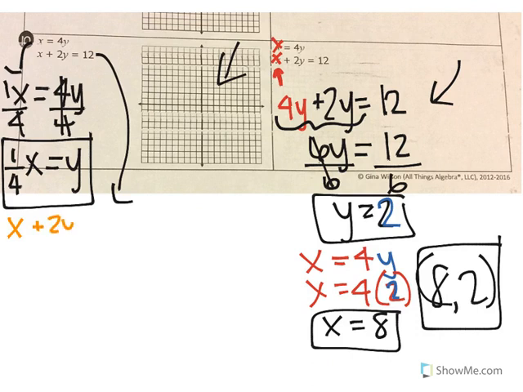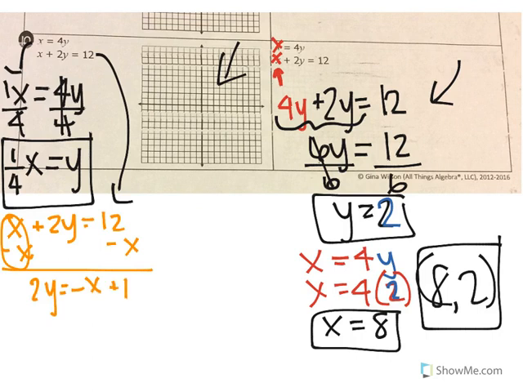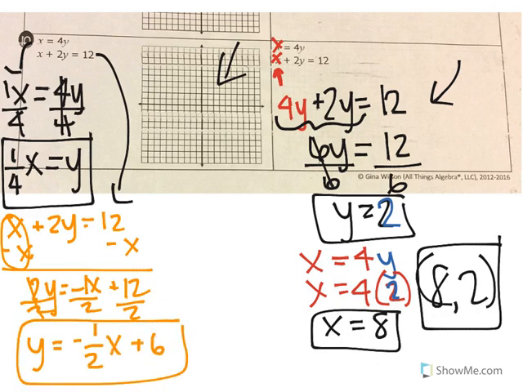Again, I want to get the 2y by itself, and there's no weird negatives here. So I'm just going to start by subtracting x on both sides. I get 2y equals negative x, plus 12. And then I divide both sides by 2. Make sure you're getting everything there. There's an understood 1. So I'm going to write the 1/2 next to the x, and then I'll add 6.